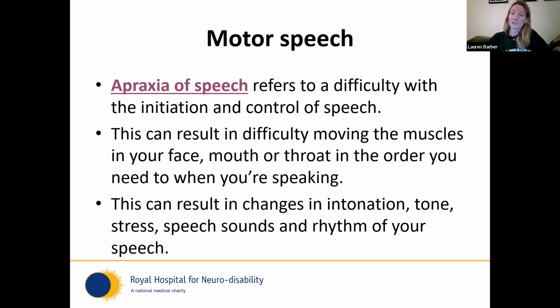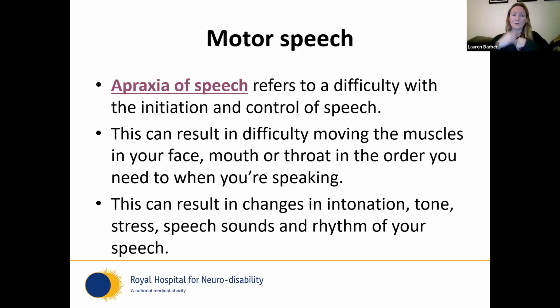Another motor speech disorder is apraxia of speech, which is a difficulty with the initiation and the control of speech. So it's similar to dysarthria, but a key feature might be that someone is, we call it groping for the word. So their mouth might look like it keeps trying to start to say the word, but they're just not being able to get it out. And it's that real initiation problem where they just can't quite kickstart into it.